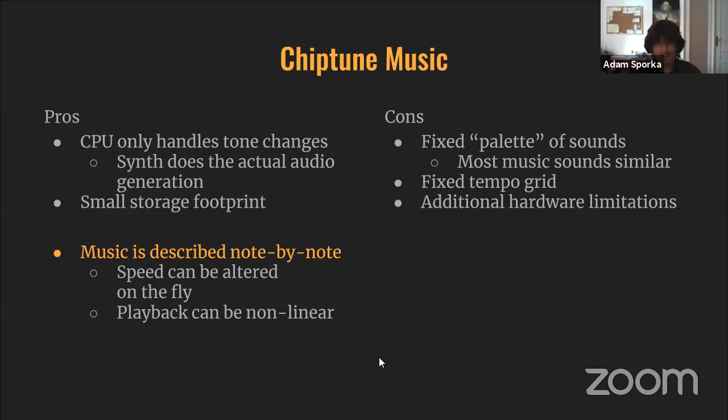Music is described by notes, which is nice because the speed of the music playback could be altered on the fly. This was used very often on the Nintendo Entertainment System, for example, where music would go faster and slower depending on how the situation in the game evolved. So it was a really cheap way to do adaptive music.